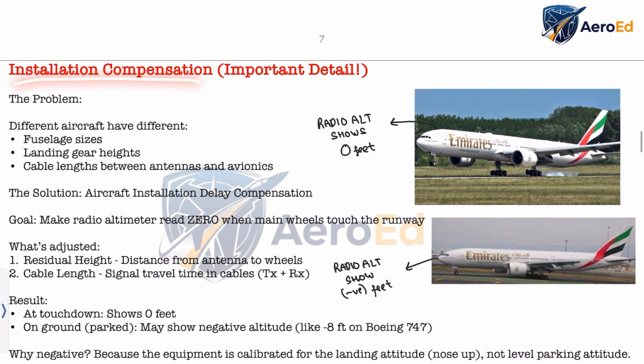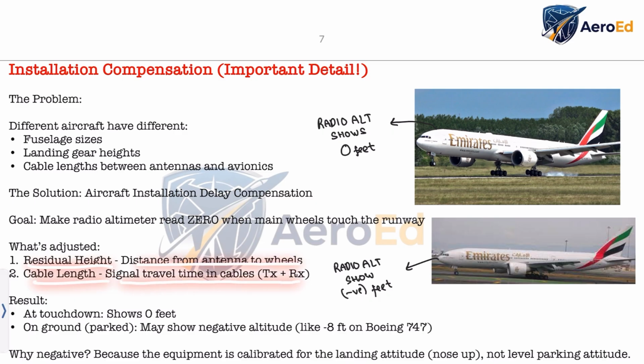Because different aircraft have different fuselage sizes. If we compare the fuselage size of a 737 and a 777, they are so much different, right? And also their landing gear heights, and also their cable lengths from antennas to avionics. So it all messes with signals, right? So how is it adjusted? Residual height, distance from antenna to wheels, and cable length, signal travel time in cables.